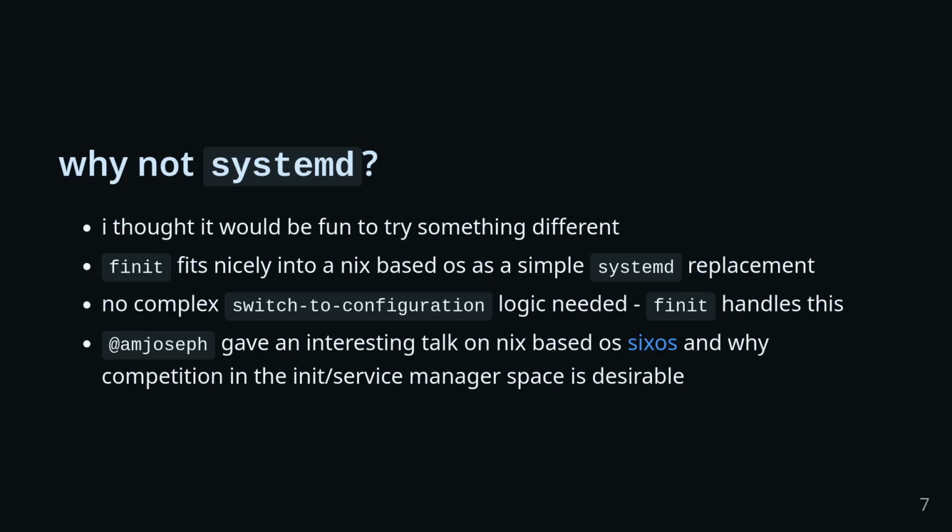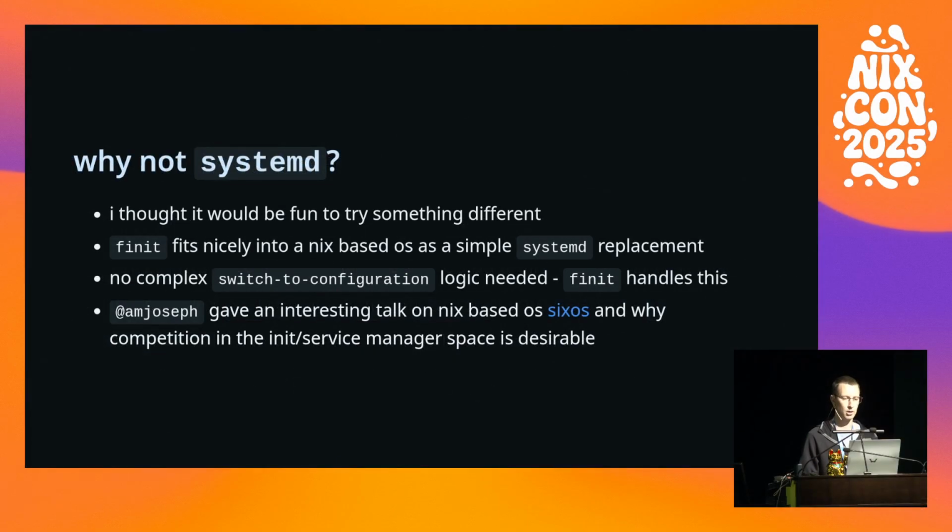So Finit, again, I looked at it, and from the feature list you just saw, the snippets I showed you, I think you can quickly draw the conclusion that Finit probably fits pretty nicely into a Nix-based OS as a simple systemd replacement. Another really killer feature of Finit is that there's no complex switch-to-configuration script required at all. And maybe some people haven't gone down that alley and read that script, and good for you. Don't, it's terrible. DOSJ, I believe, did a lot of work on that and made it really good, but it's still a disaster of logic to read through and parse and figure out.